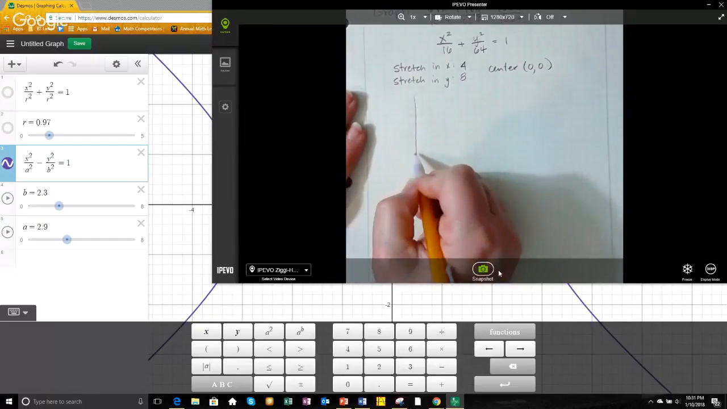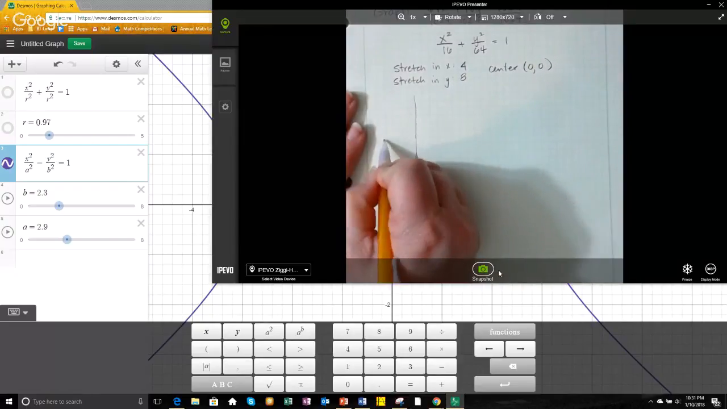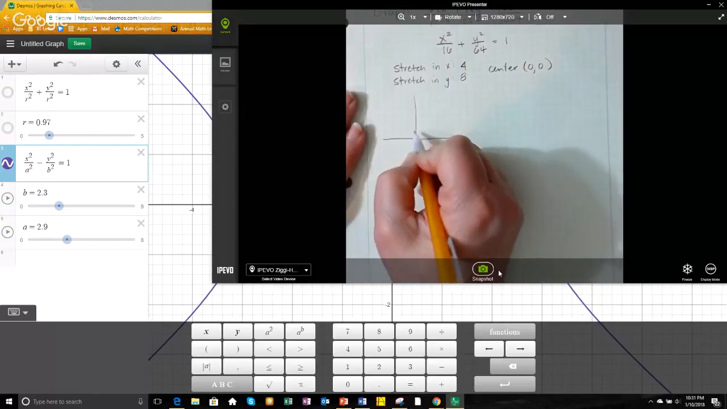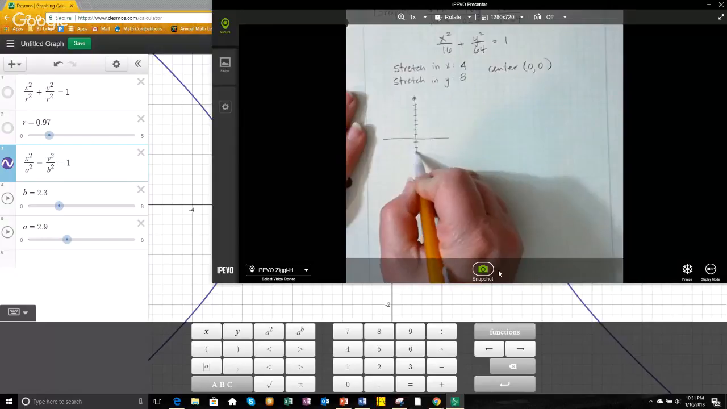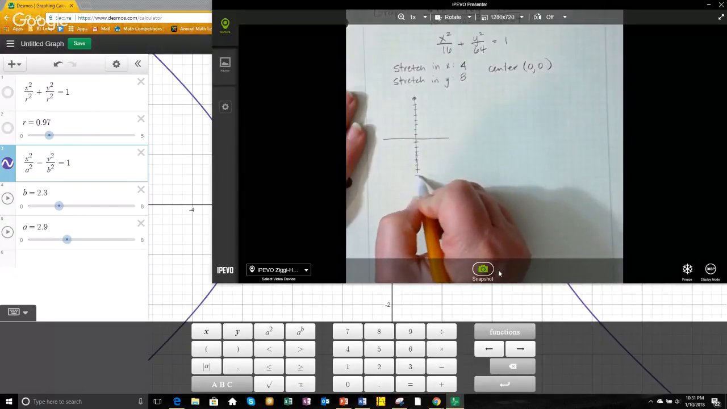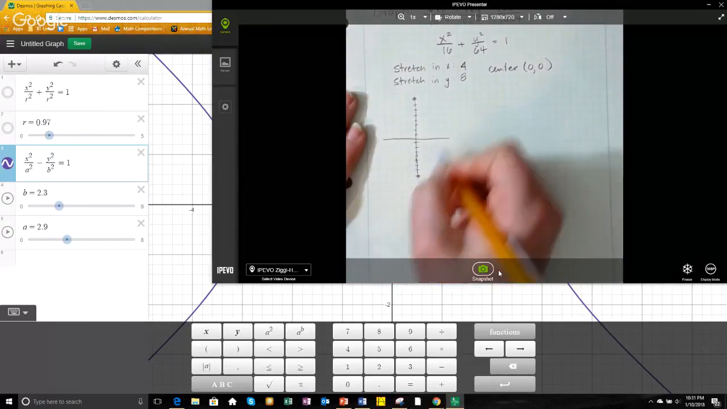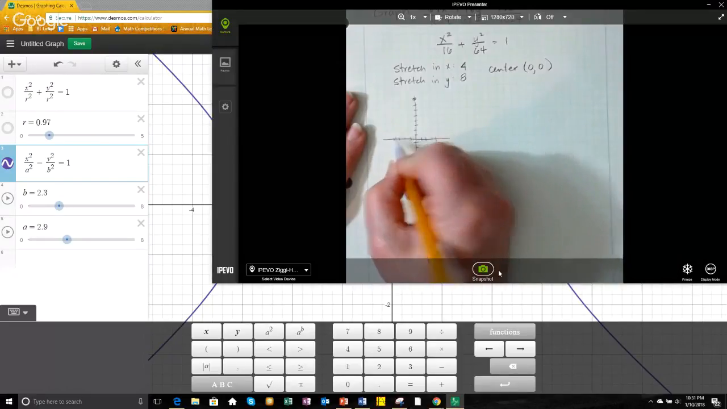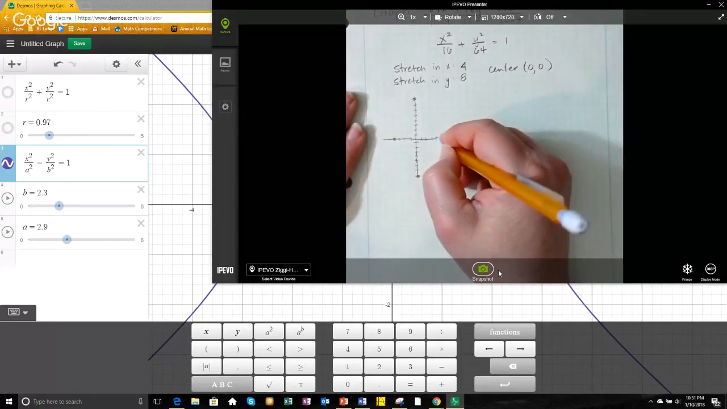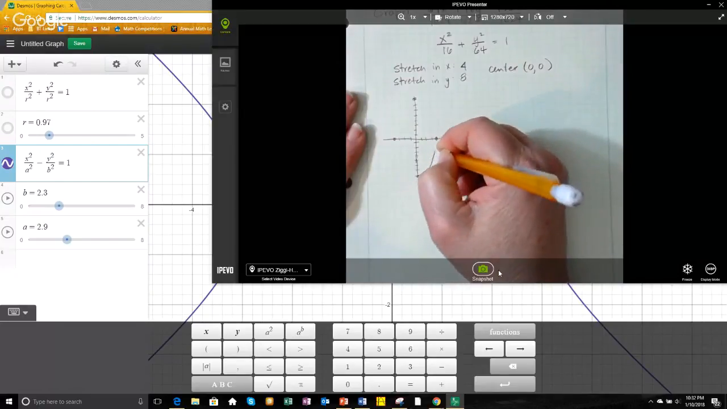So I'm going to need to have a stretch of 8 in the y direction. 1, 2, 3, 4, 5, 6, 7, 8. There it is. 1, 2, 3, 4, 5, 6, 7, 8 in the y direction, and a stretch of 4 in the x direction: 1, 2, 3, 4. So clearly this is an egg-shaped ellipse.